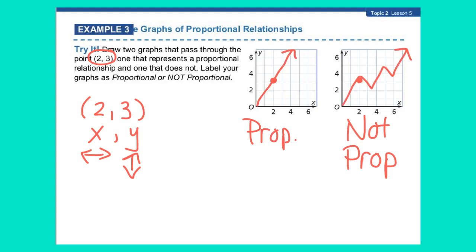All right, these are mine. For my proportional, it has to be straight like a ruler, and it has to go through the origin. My not proportional, I could have done it a lot of different ways. I chose to go through the origin and not be straight, but you could have done straight and not through the origin. Or you could have done both. Look at this one. You could also have done not through the origin and not straight. That one works as well.